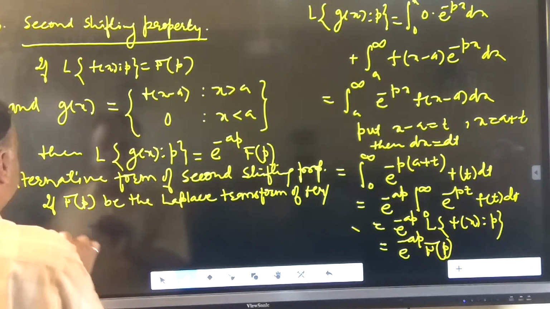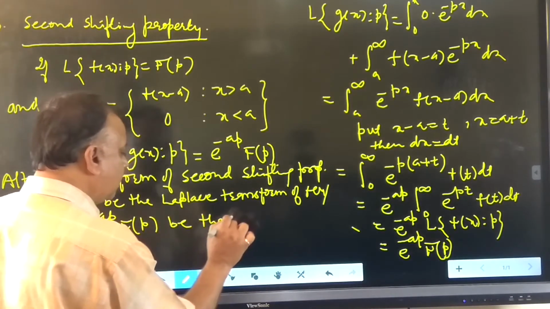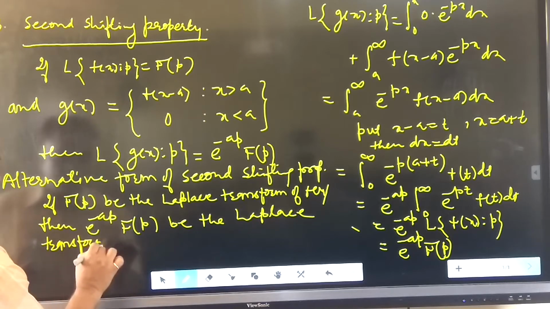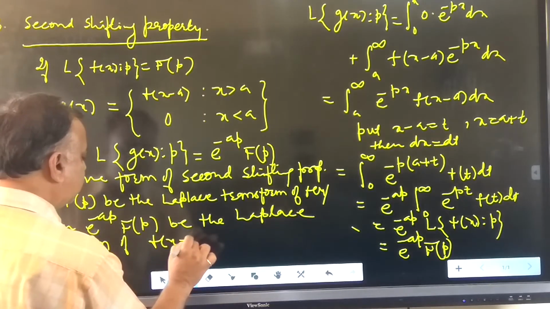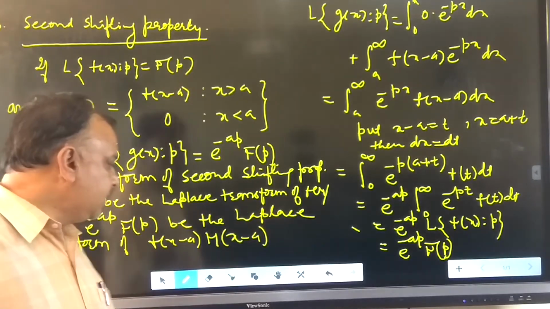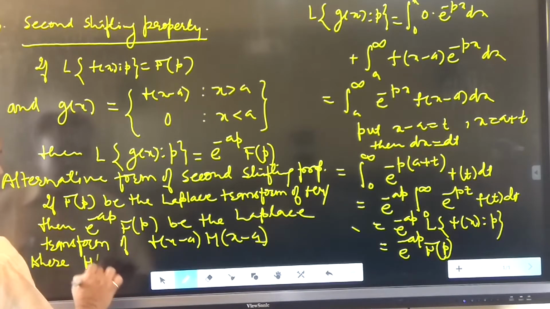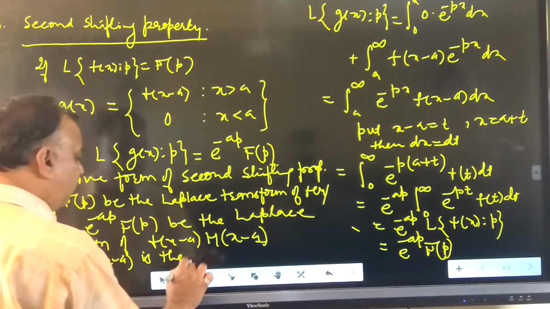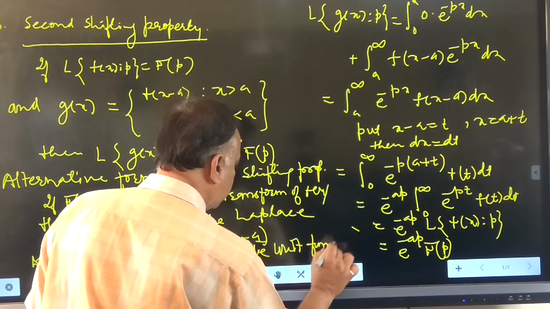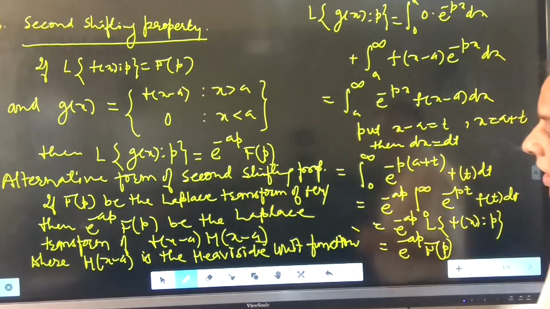e raised to minus ap into F(p) is the Laplace transform of f(x minus a) into h(x minus a), where h(x minus a) is the Heaviside unit function. So in alternative form, the second shifting property can be written in terms of the Heaviside unit function.